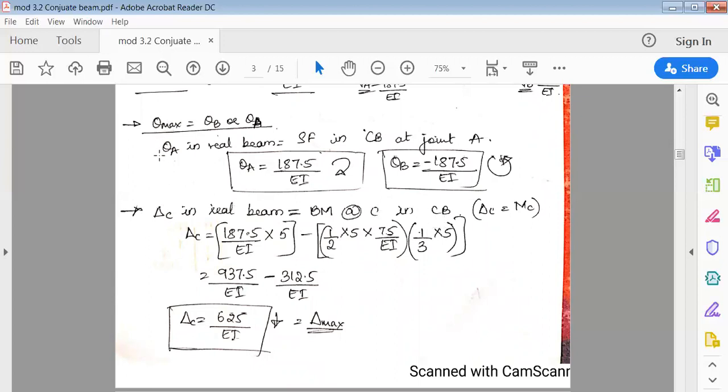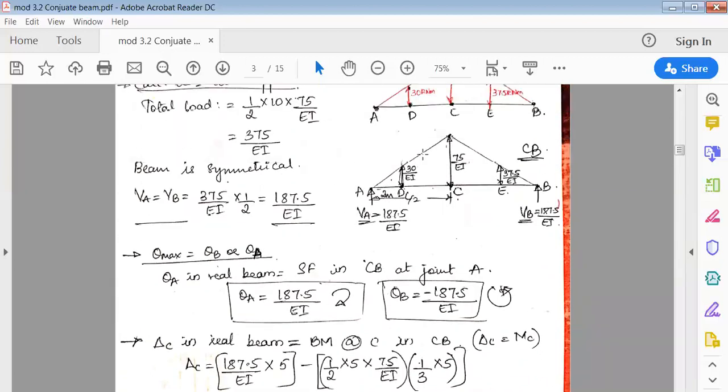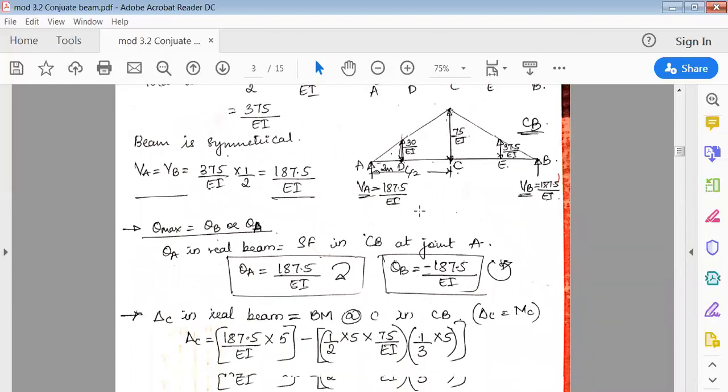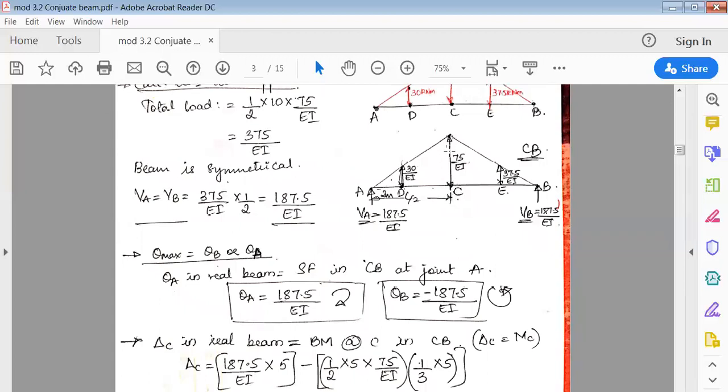Again, theta is associated with shear force. Deflection is associated with the bending moment diagram. So delta C in real beam is equal to bending moment at C in conjugate beam. Okay, again come to this point, bending moment at C in conjugate beam. So at C, now check again to the left or to the right. You can check either of these.